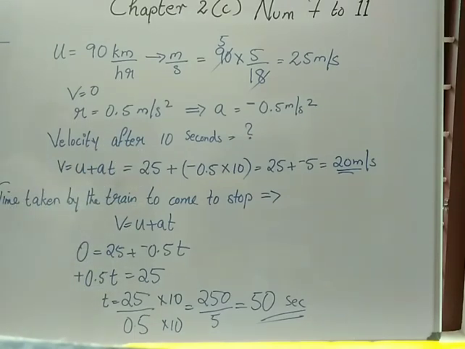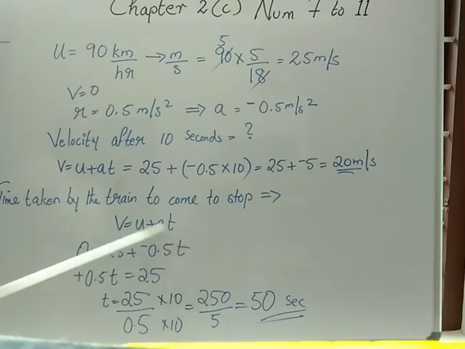Now the second sub-question is the time taken by the train to come to a stop. Coming to a stop means the final velocity should be 0. V is 0. Again the same formula, v is equal to u plus at. So 0 is equal to u, u is 25, a is negative 0.5 t.